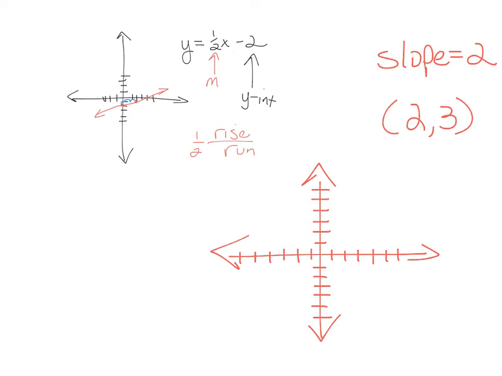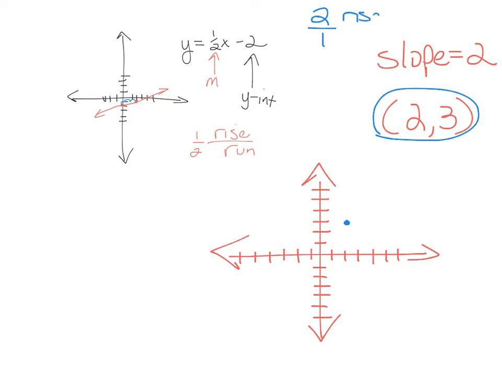What if we started at this point instead of a y-intercept? So let's graph the order pair 2, 3. Remember, the slope of a line is the same no matter where you start. How can I turn a whole number into a rise and a run? What can I do to the 2 to make it a fraction? Add a 1 on the bottom. Good. I'm going to add a 1 to the bottom of the slope.